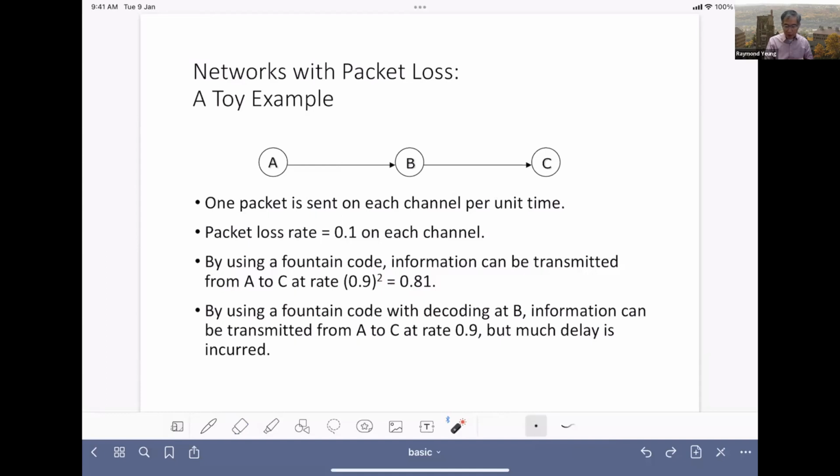You can use a fountain code and decode at B, and then you encode it using another fountain code. In that case, you would be able to transmit at rate 0.9, but this would incur much delay at node B, because you need to decode a whole fountain code before you can re-encode it with another fountain code. And also it incurs a lot of storage cost. Essentially, you need to buffer the whole file at node B.